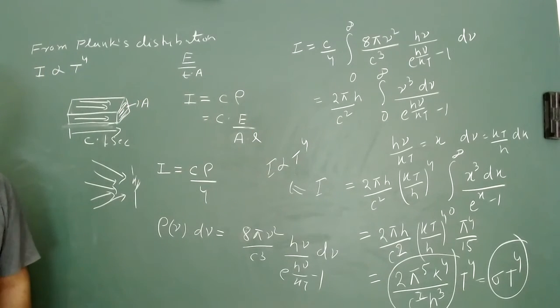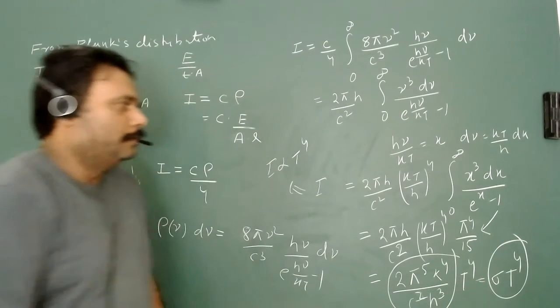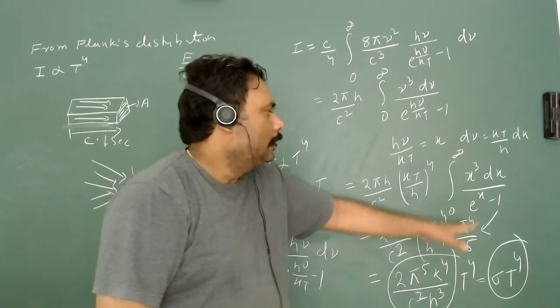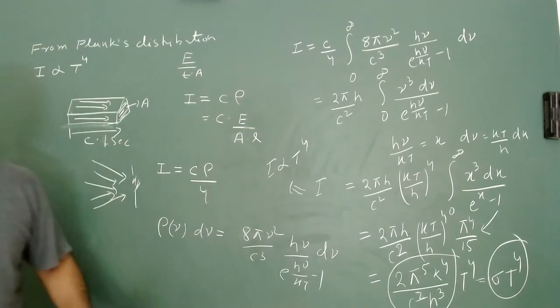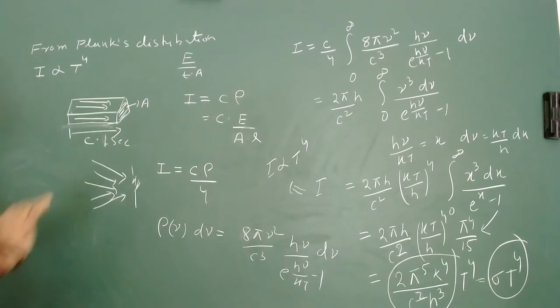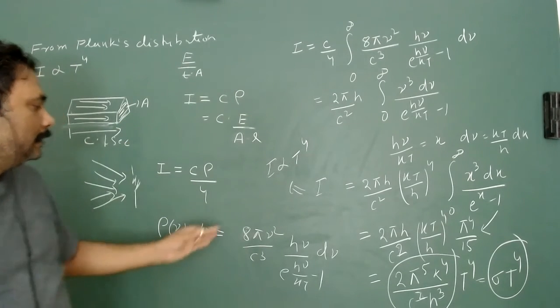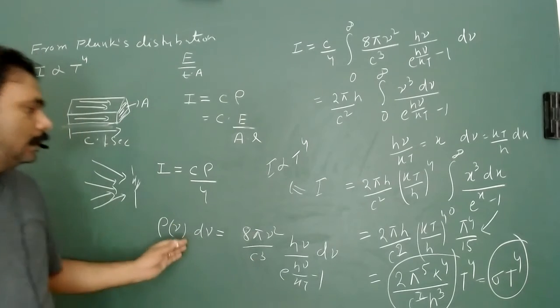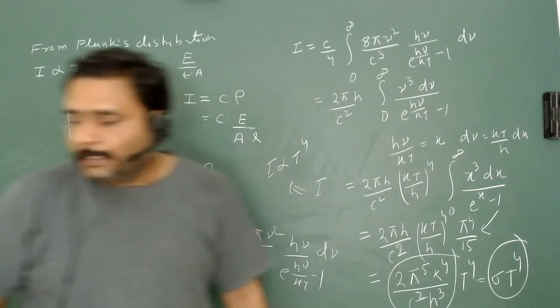This is one of the wonderful things. The main thing is you can do this integration, which gives pi 4 by 15, but don't worry, you can prove that intensity is proportional to T to the power 4. Once you prove that, power is also proportional to T to the power 4. This is a wonderful problem. We use all this integration and we get Stefan's law from Planck's radiation law, the energy distribution.